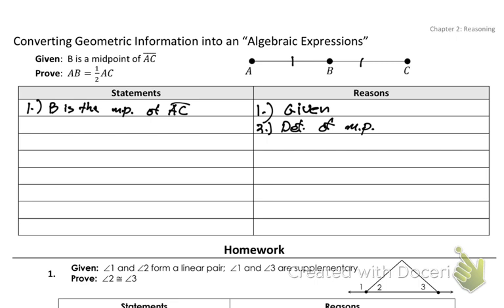Now I'm going to ask you guys, raise your hand. What am I going to write for my statement if I'm using the definition of midpoint? What's the statement? Yeah. AB equals BC. Perfect. AB equals BC. The definition of midpoint is it creates two congruent segments. We should be able to do this.